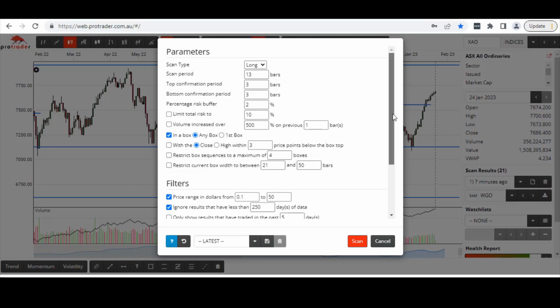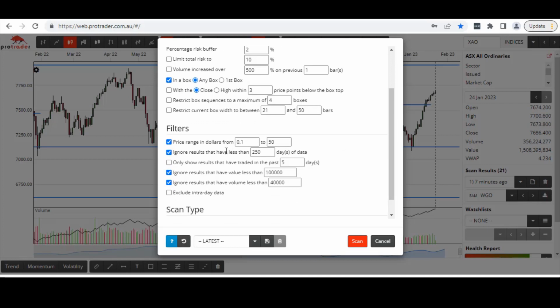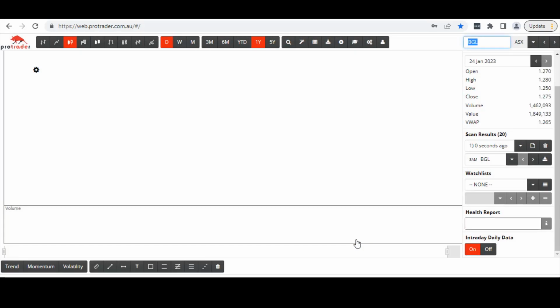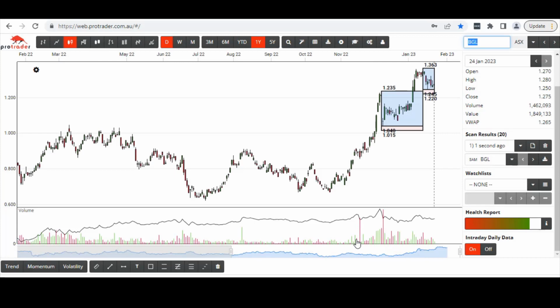Then we're going down to filters. We're looking at range from 1 cent to $50. So we're trying to cover quite a bit of the market. Ignoring results that have less than 250 days of data. We're looking for results that have more than $100,000 that go through it and volume that has more than 40,000. So fairly simple. Scan, all right, and this is where we get some Darvas boxes coming up.